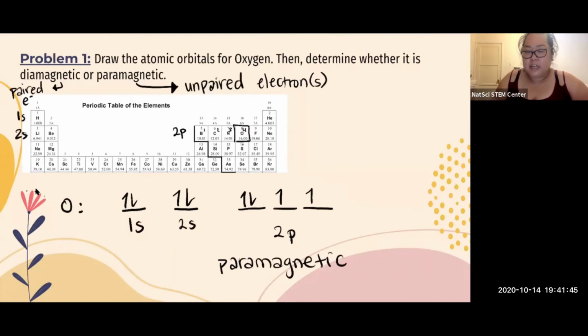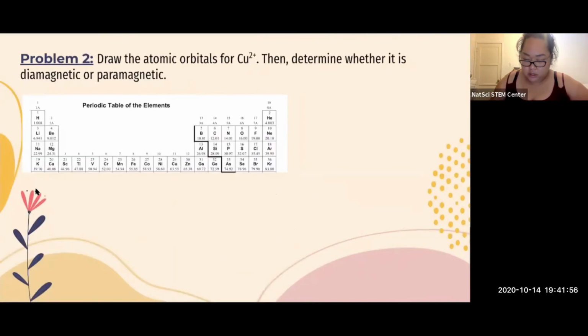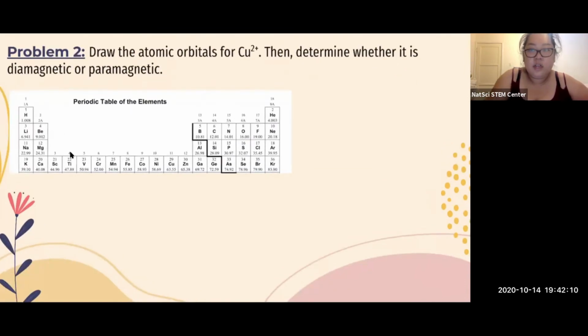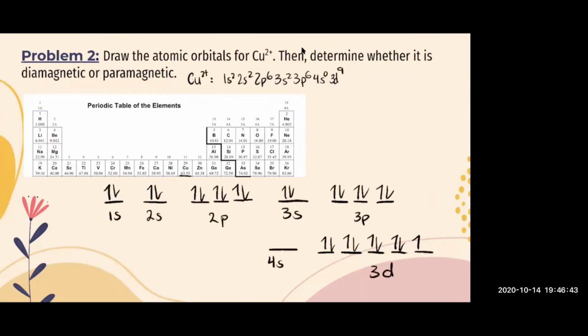So just recall this, because for the next two problems I'll also be asking you to tell me if it is para or diamagnetic. So let's do this one. You can do this one on your own, and this is copper 2+. Determine whether it is diamagnetic or paramagnetic. I'll give you until 46 to do this. Are you okay for us to start this? Okay, let me show you.